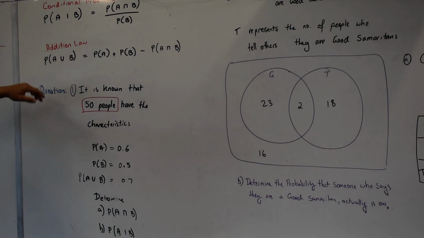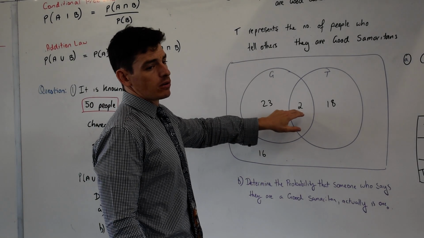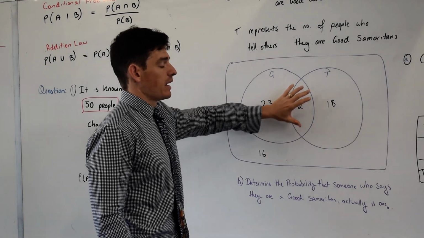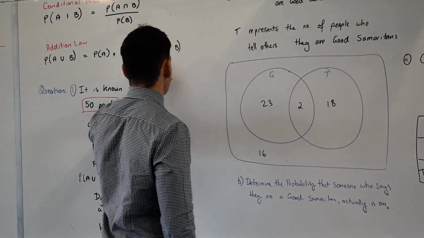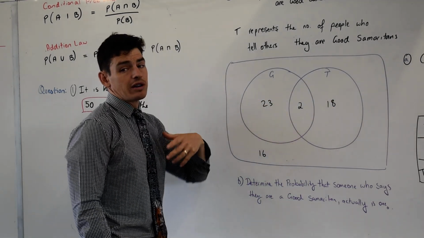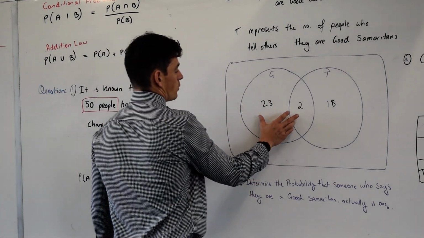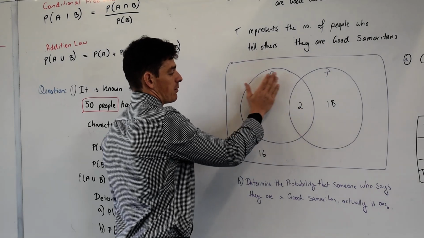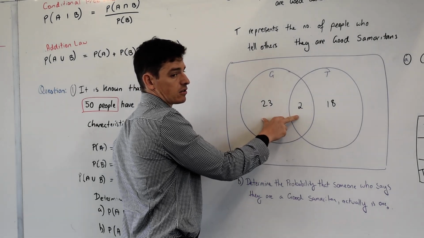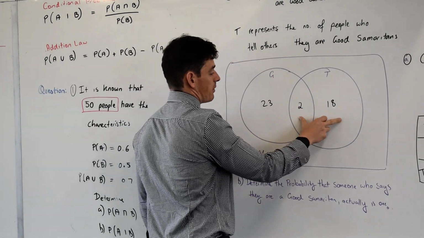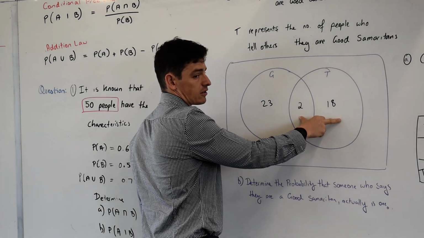The probability addition law, and again that makes a little bit of sense when you think about our Venn diagrams. We're double counting this middle section if we add up P(A) and P(B). So we have to subtract one of those because we've double counted it. Does that make sense? So in this example, how many people are Good Samaritans? 25. How many people tell everyone they're Good Samaritans?